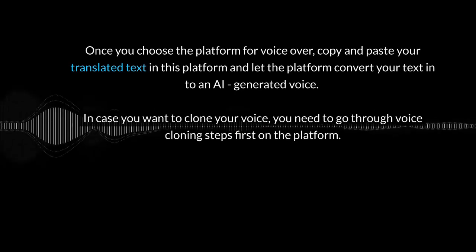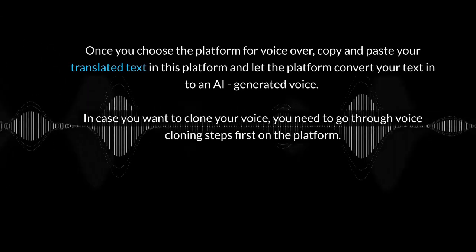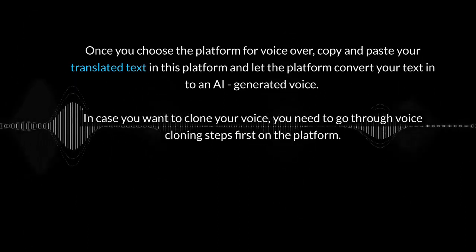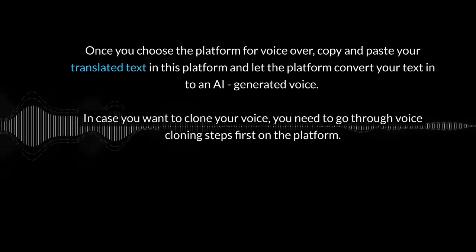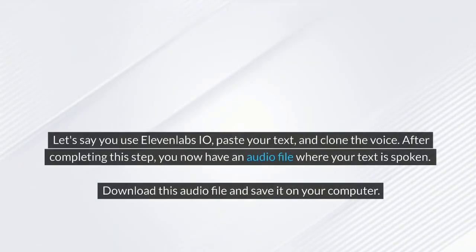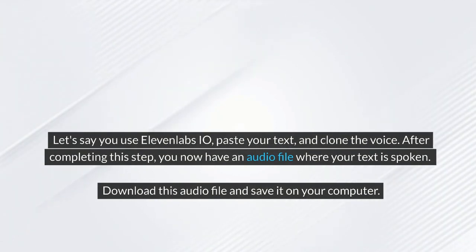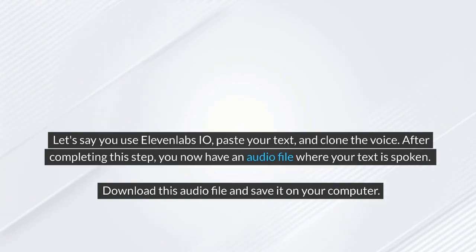Once you choose the platform for VoiceOver, copy and paste your translated text in this platform and let the platform convert your text to an AI-generated voice. In case you want to clone your voice, you need to go through voice cloning steps first on the platform. Let's say you use ElevenLabs.io, paste your text, and clone the voice. After completing this step, you now have an audio file where your text is spoken. Download this audio file and save it on your computer.